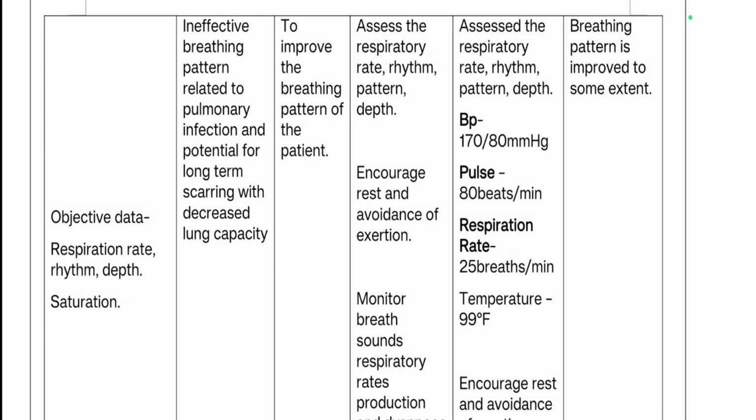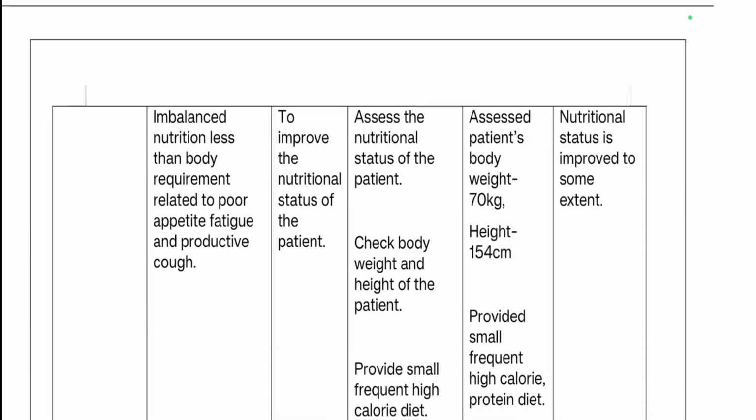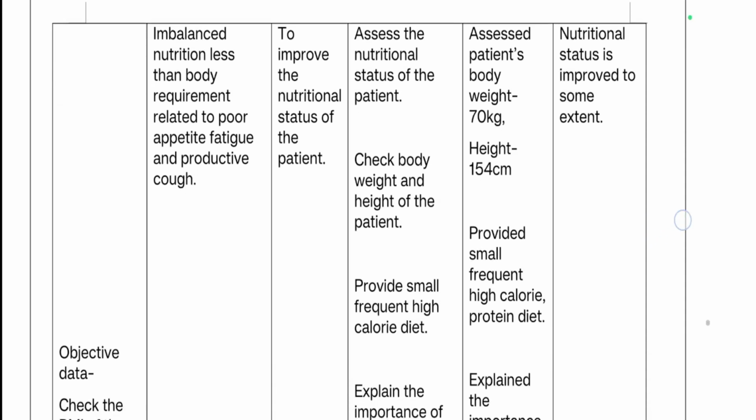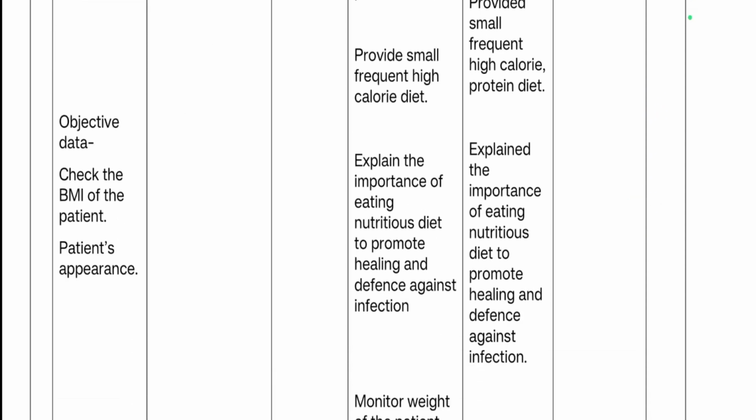Other than that, we can write activity intolerance, okay, imbalanced nutrition less than body requirement related to pneumonia. In that case we can write imbalanced nutrition less than body requirement related to poor appetite or productive cough. We have to check the nutritional status by BMI calculation. We provide small frequent diet, easily digestible food. Okay, high protein, high calorie diet.